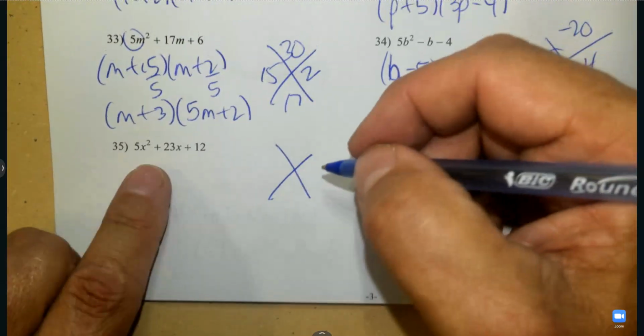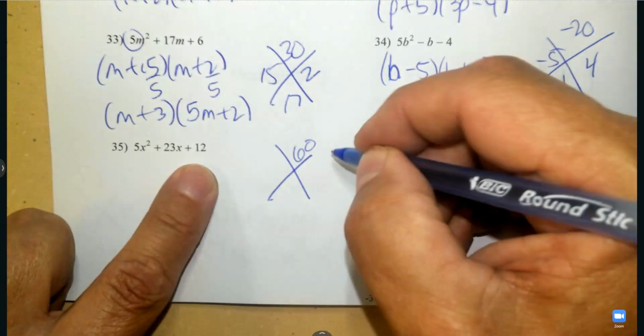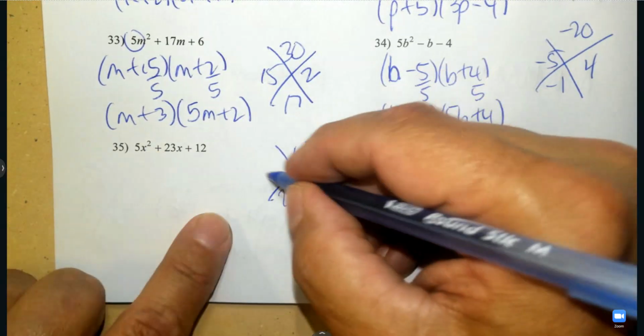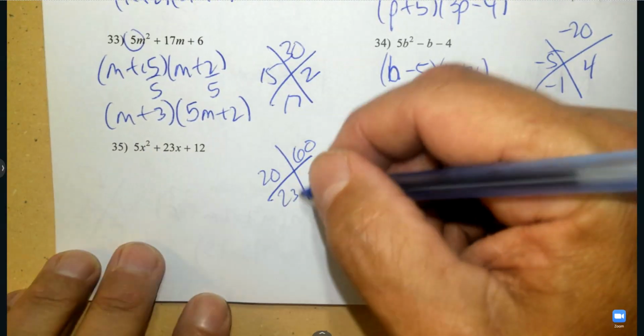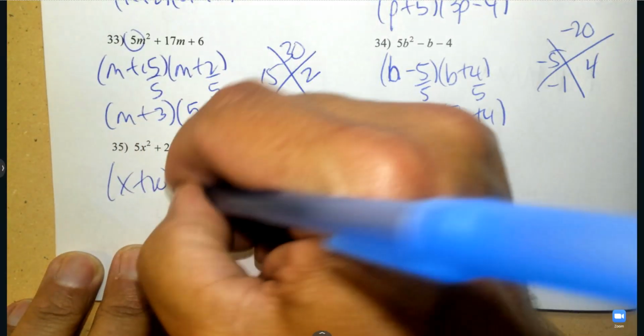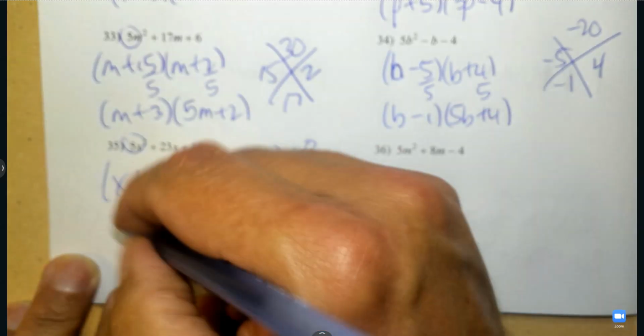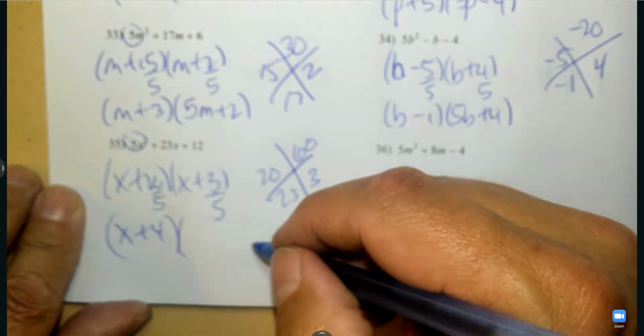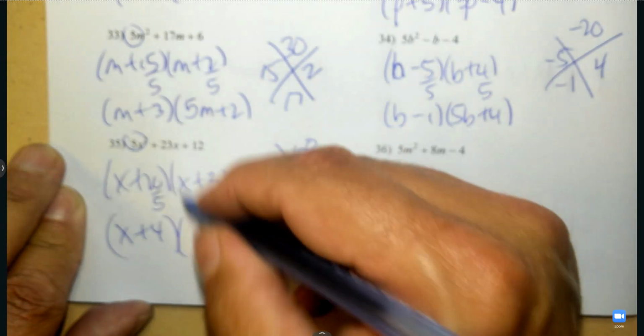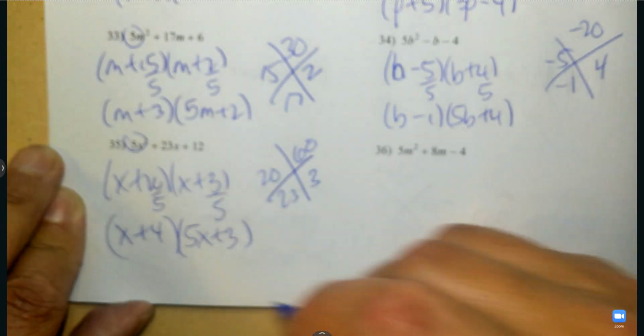Again, press pause. 5 times 12 and 23. So 20 times 3 adds up. So that's 20 and 3. Divide by 5. So 20 divided by 5 is 4. 3 over 5 is a fraction. Slide the denominator in front, and you have it.